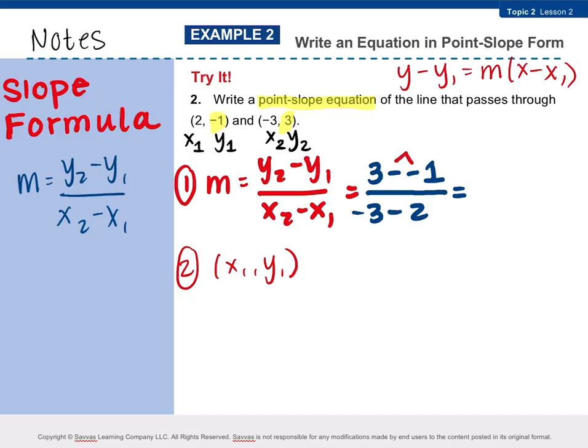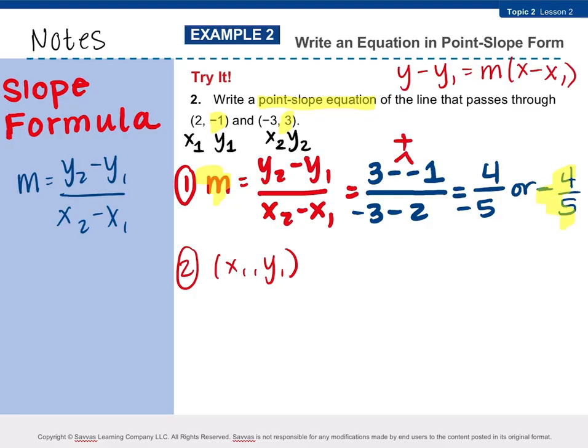Minus a negative is the same as plus. So 3 plus 1 is 4 over -3 minus 2 is -5. A better way to write it is just with the negative sign to the side, -4 over 5. That is my m, my slope.